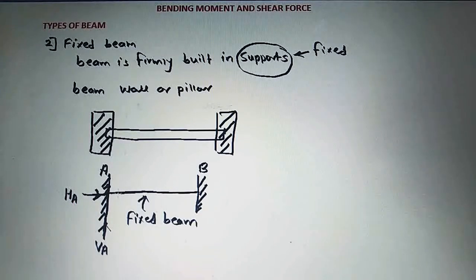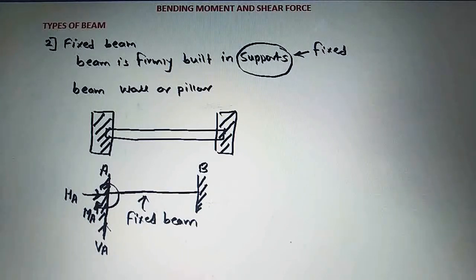As this fixed support is also blocking the movement of this beam, we have to take the moment at this fixed support A. As we are considering the clockwise moment as positive, we will take the clockwise moment here, and we are taking this clockwise moment as MA. This is the moment at the fixed support A.